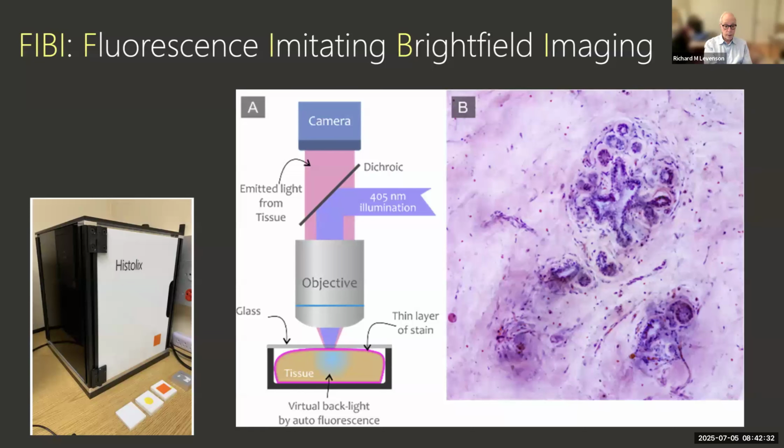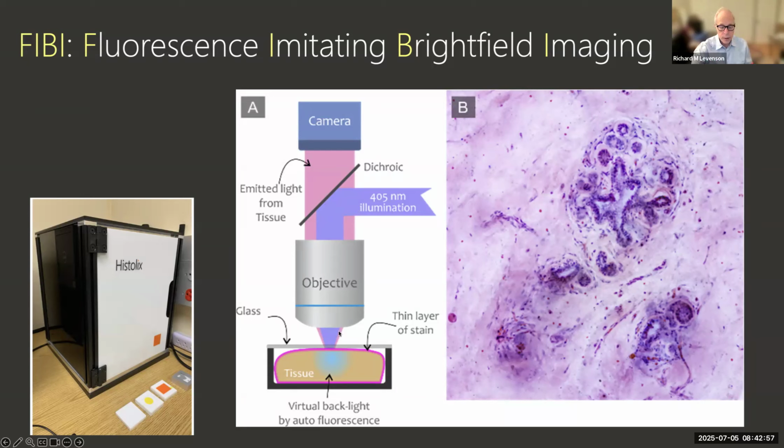Well, after we developed Muse, we also developed FIBI, which stands for fluorescence imitating bright field imaging. And the difference here is that the images don't look like fluorescence. They look just like what the pathologists are used to seeing directly into the camera. So you don't necessarily have to do any fancy math. I won't go into the details, but the simplicity is about the same. You just have an LED illuminating it.